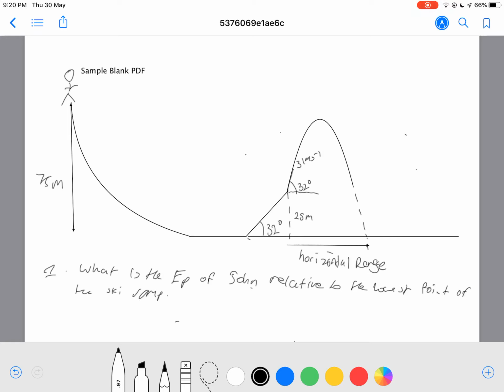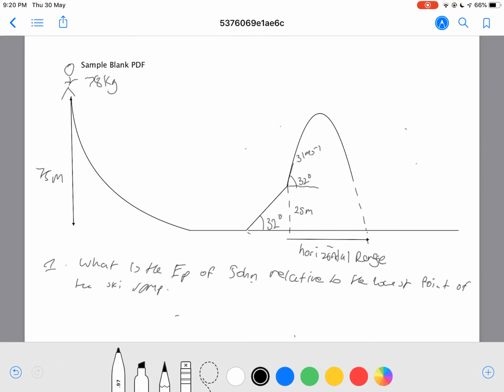So John is 75 meters above the ground. Obviously you can see that here is the lowest platform of the ski ramp, so the vertical height is 75 meters and John weighs 78 kilograms. It wants us to find the EP, so you can just say EP equals mgh. Plug in mass 78 multiplied by 9.8 multiplied by the height, which is 75, into your calculator.